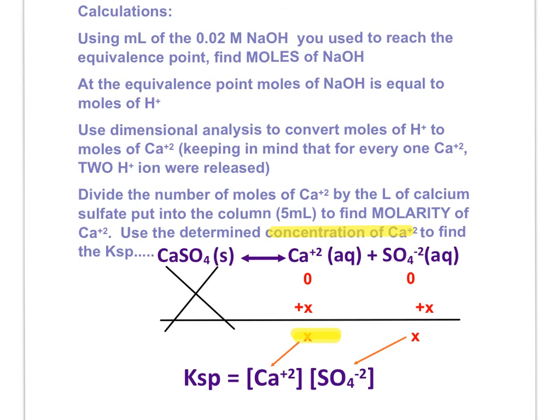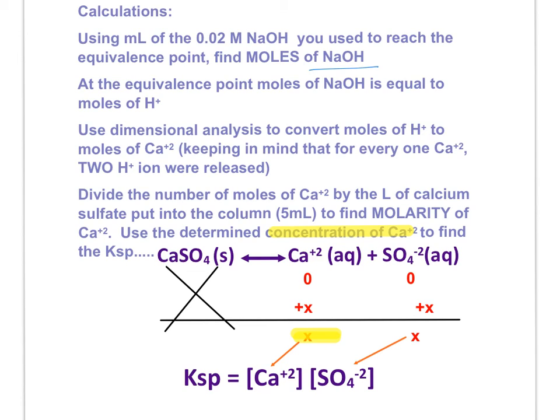So from there, I'm just going to talk you through the calculations. If you are doing the calcs at the end of the lab and are having trouble, you can come back to the video and look at this page, because this is going through all the calculations, probably in more detail than I should. You're going to use the milliliters from the burette again, and multiply that volume in liters by the 0.02 molar sodium hydroxide to find the moles of sodium hydroxide.